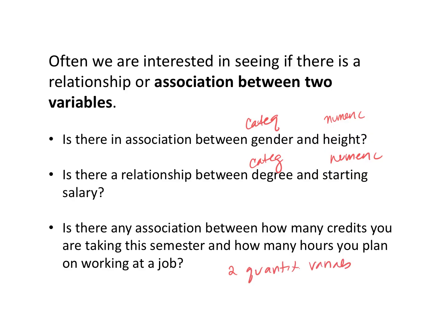We could also have another situation. Is there any association between a person's gender and their major? There we would have two categorical variables. So depending on the situation, we're going to have different methods to determine association.